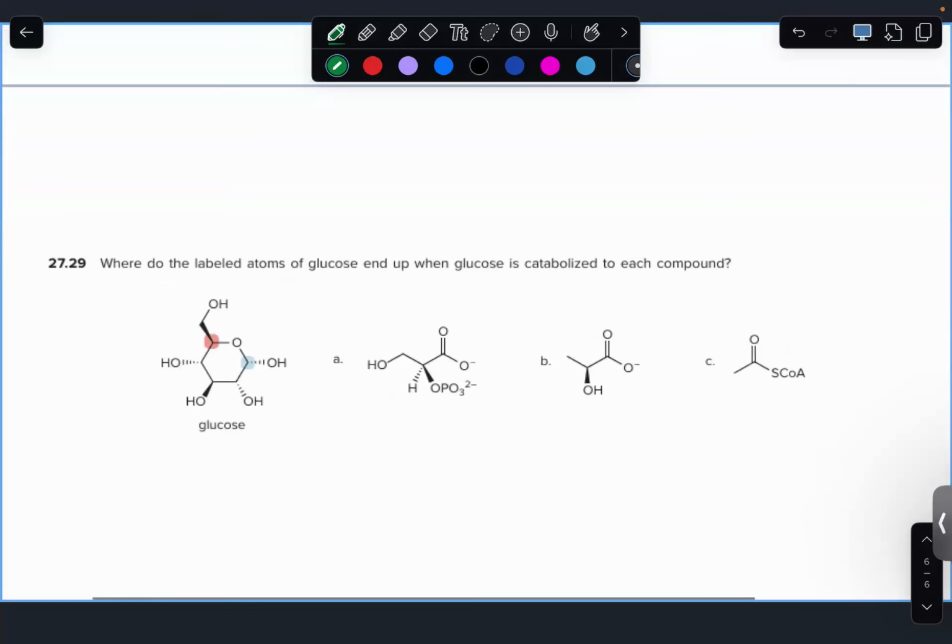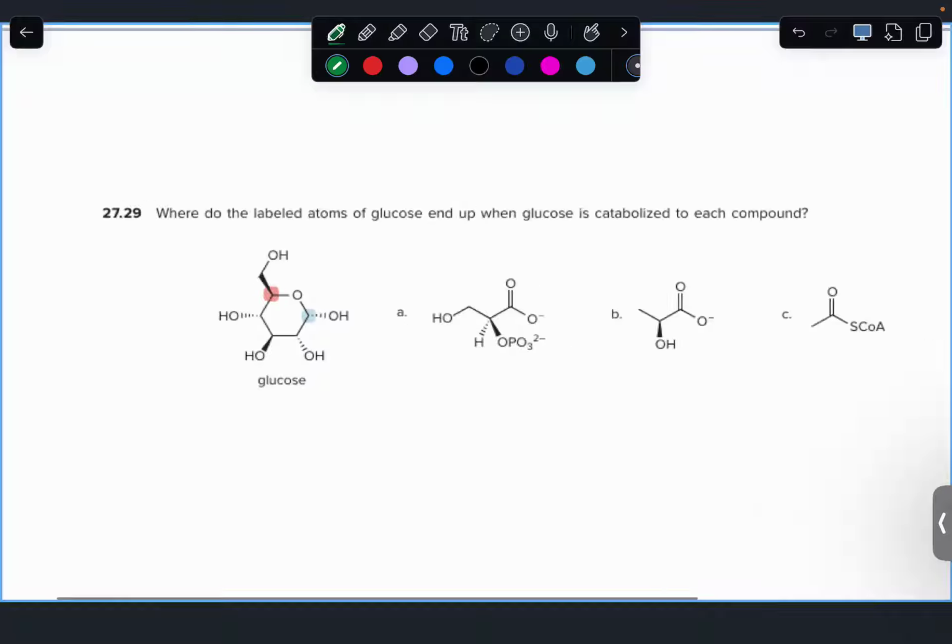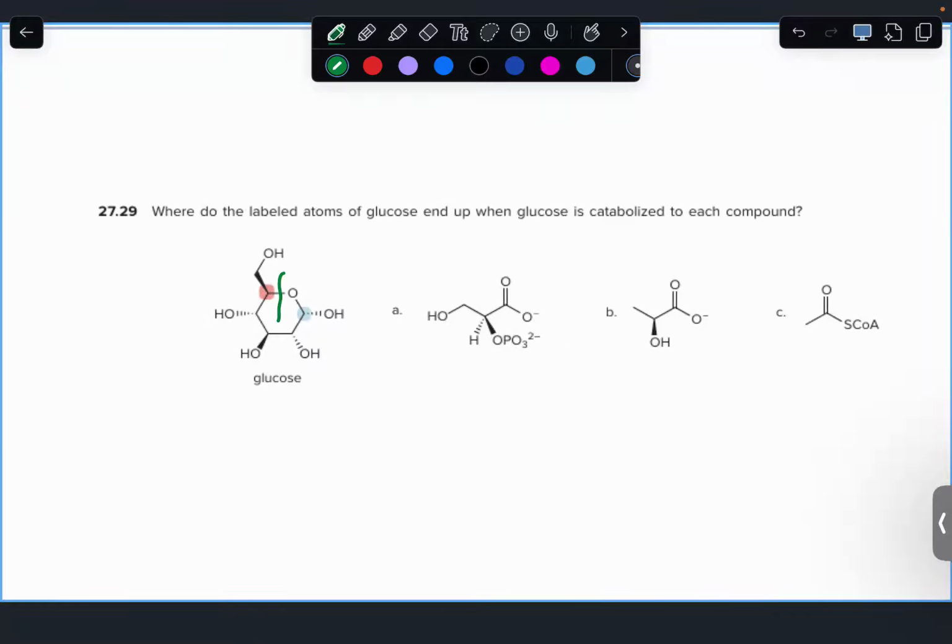So where did the labeled atoms of glucose end up? Where did the labeled atoms end up with glucose when glucose is catabolized to each compound? So I'll get you started. Let's label our carbons. 1, 2, 3, 4, 5, 6.